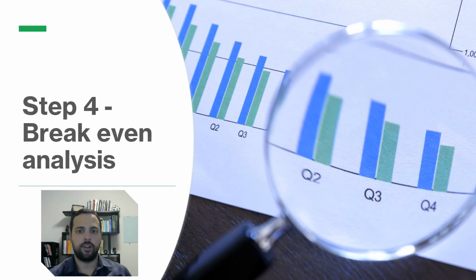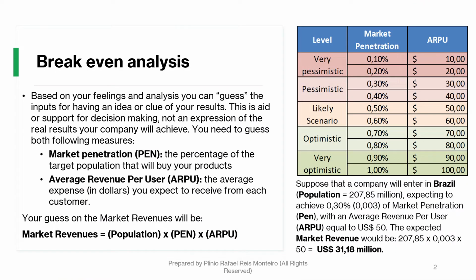You already have your decisions. Now you can test if you can be profitable with your strategy, assuming different levels of performance in the target market. This is what we call the break-even analysis. In that case, your objective is to figure out how many customers you need to achieve and how much they need to spend with your products to become profitable.